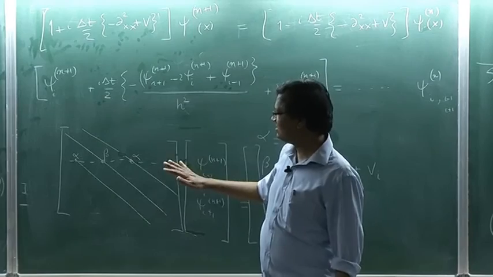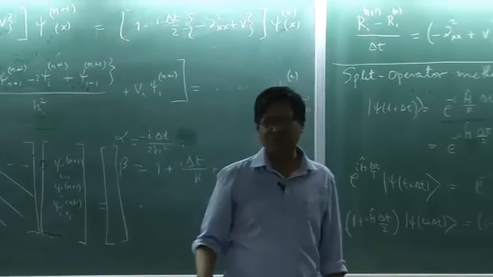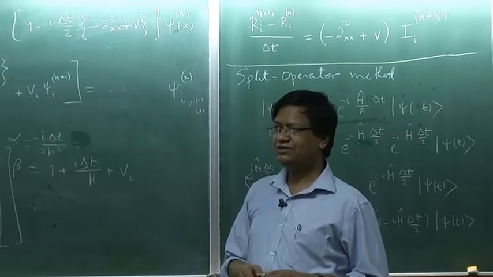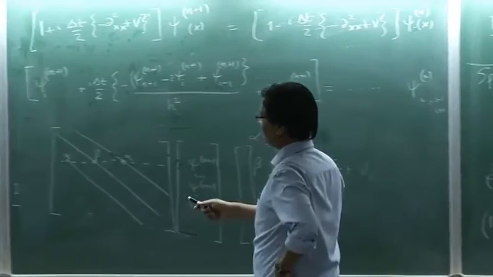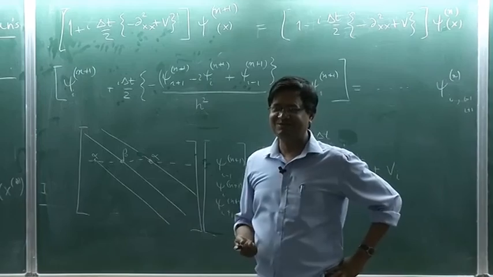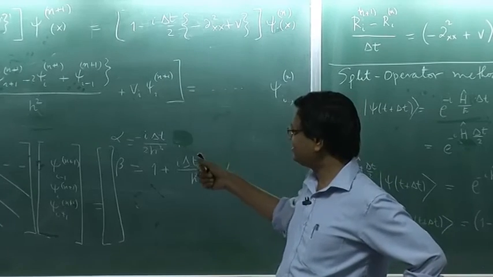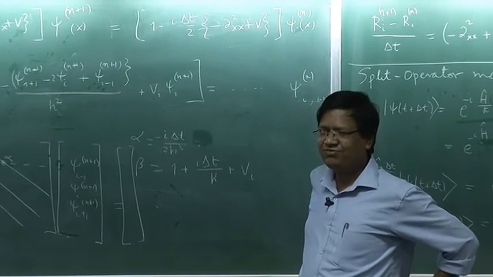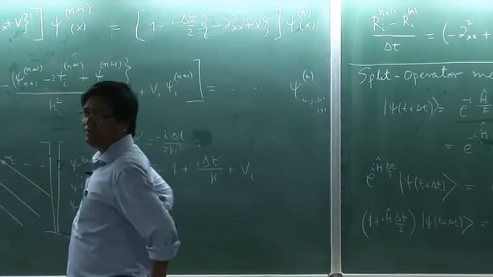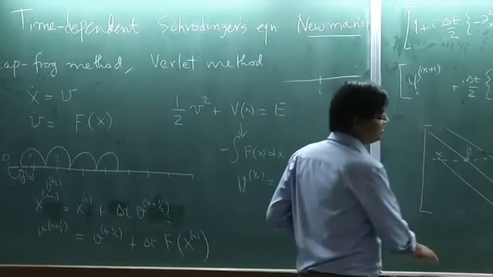Is that clear? So given ψ n, I can get ψ n plus 1, and from ψ n plus 1 I get ψ n plus 2. So I can time step and find the wave function at later times, but it involves solving the tridiagonal matrix. And this method is called the split operator method. I don't recommend this. This is more complex, but you can certainly use the leapfrog method. So these are the two schemes to solve the time dependent Schrödinger equation.